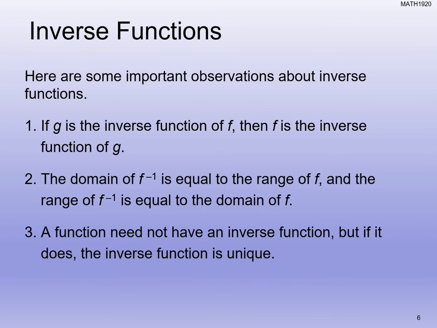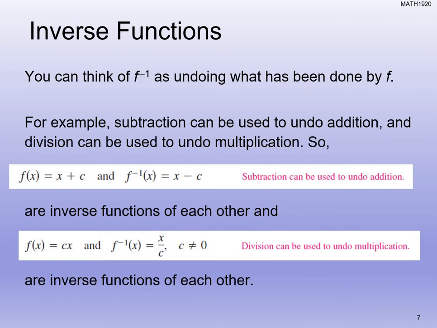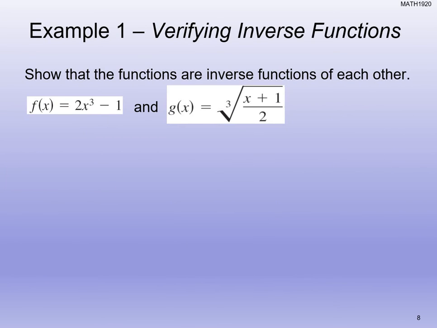A function does not need to have an inverse function, but if it does, the inverse function is unique. When we talk about f inverse, we're undoing what was done by f. Some simple properties here: if we have f of x equals x plus c, we can calculate that f inverse of x equals x minus c. So subtraction is undoing the addition. And if f of x equals c times x, then f inverse of x is x divided by c. So we're using division to undo multiplication.